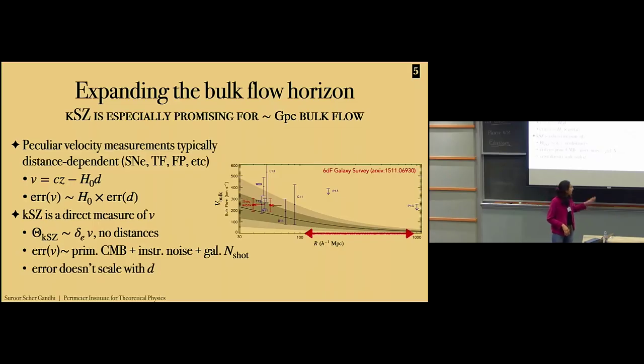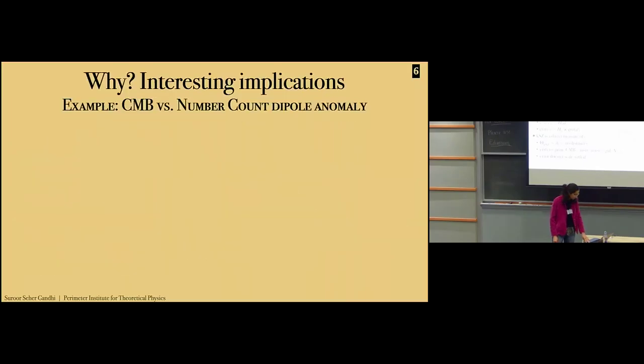So we can really start to fill out this plot using kSZ velocity reconstruction. So why do we want to do this? Why do we want to measure bulk flow at gigaparsec scales? Well, because it has interesting implications for the cosmological principle. Homogeneity and isotropy really are cornerstones of the lambda CDM model.